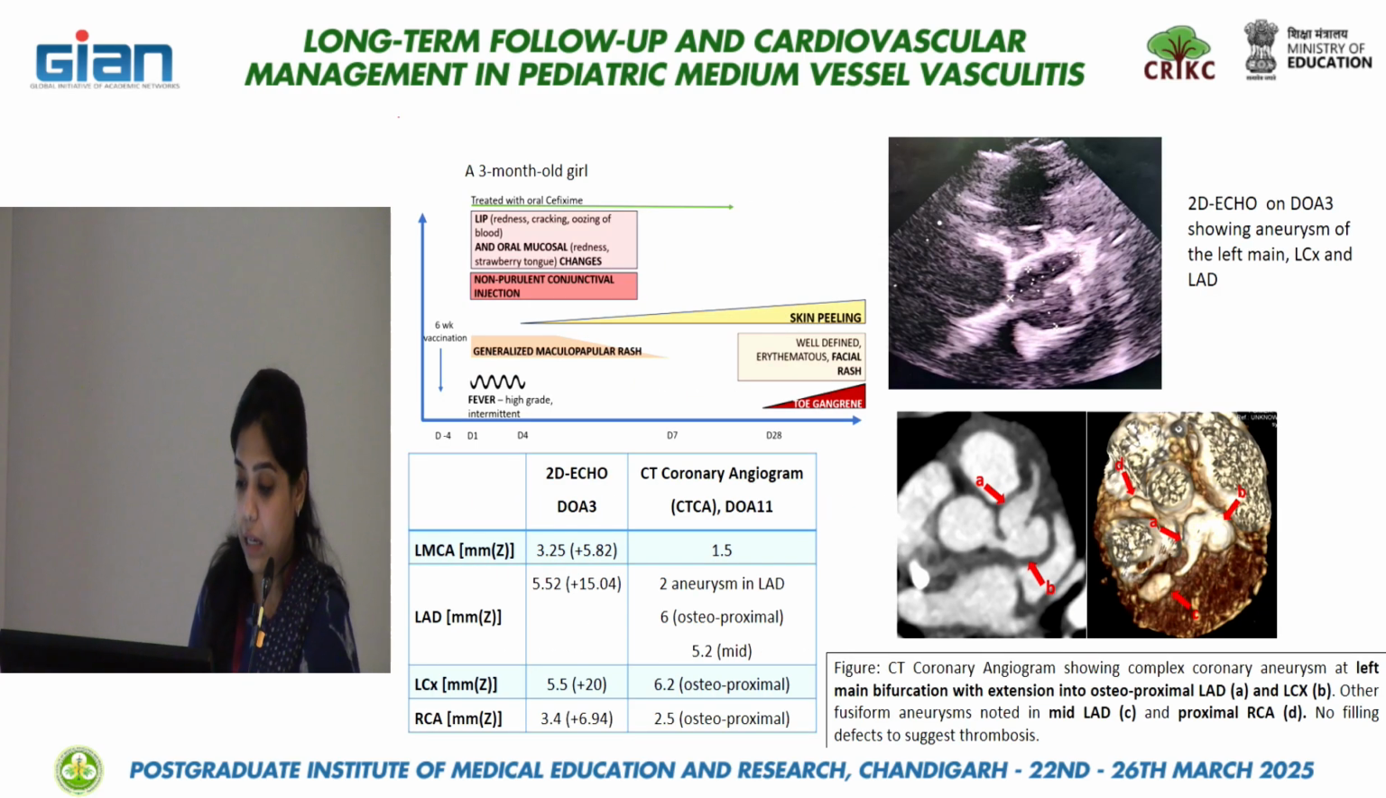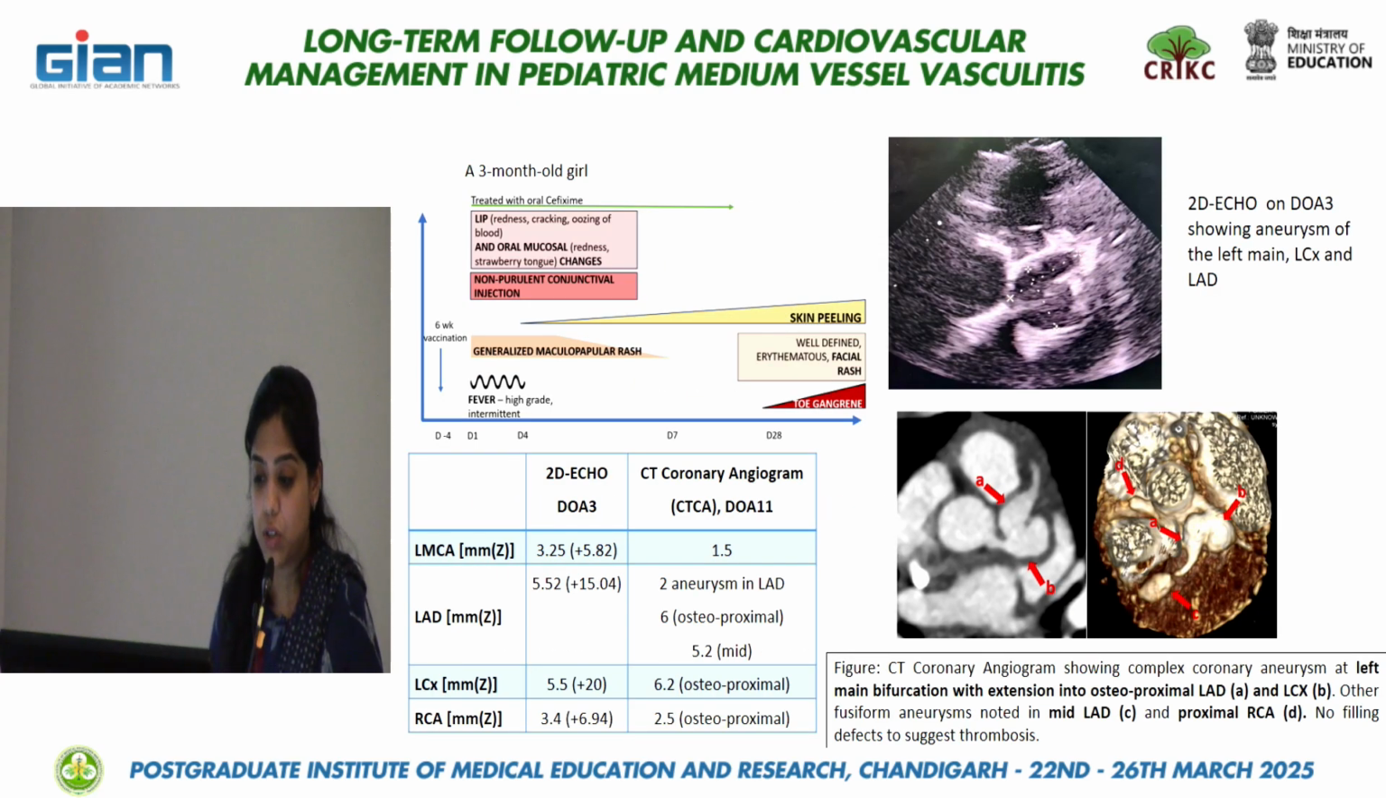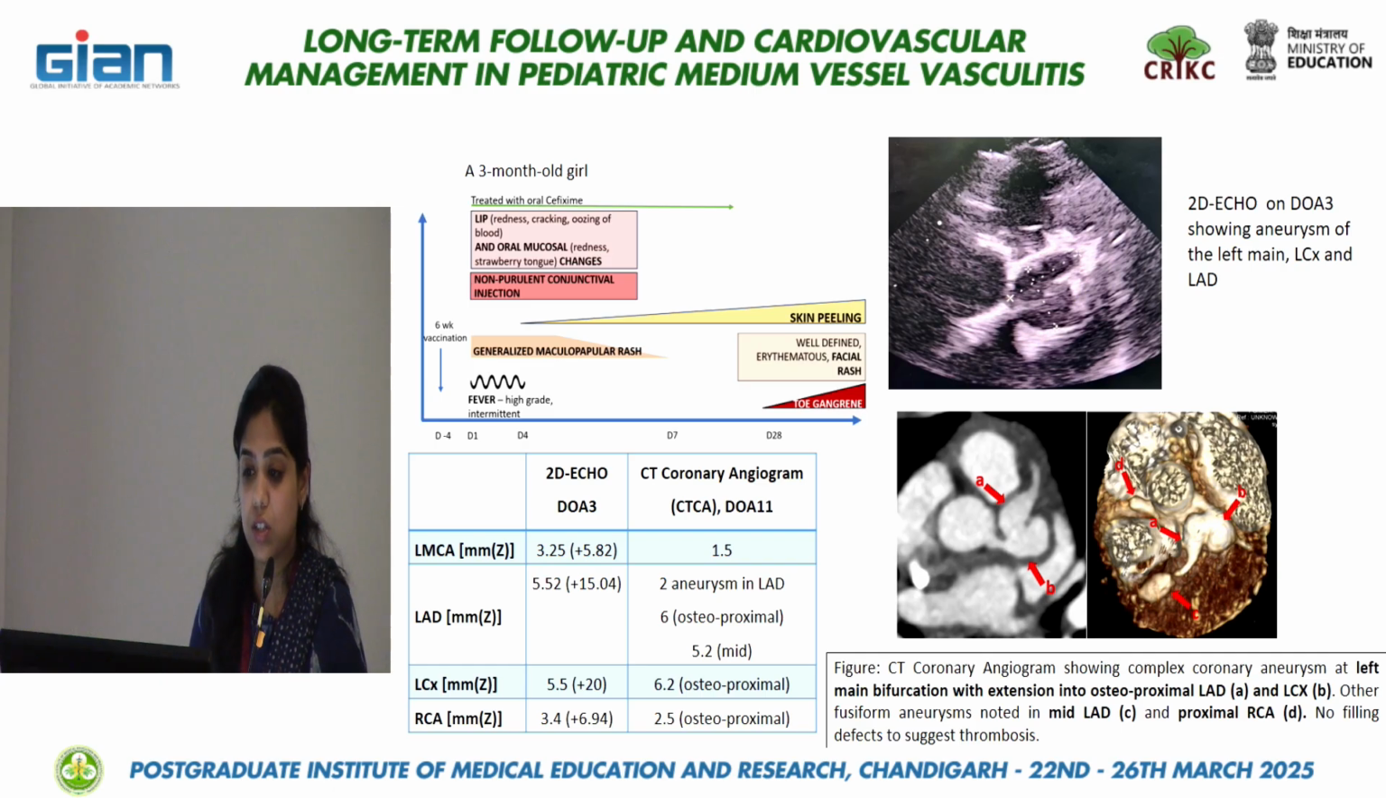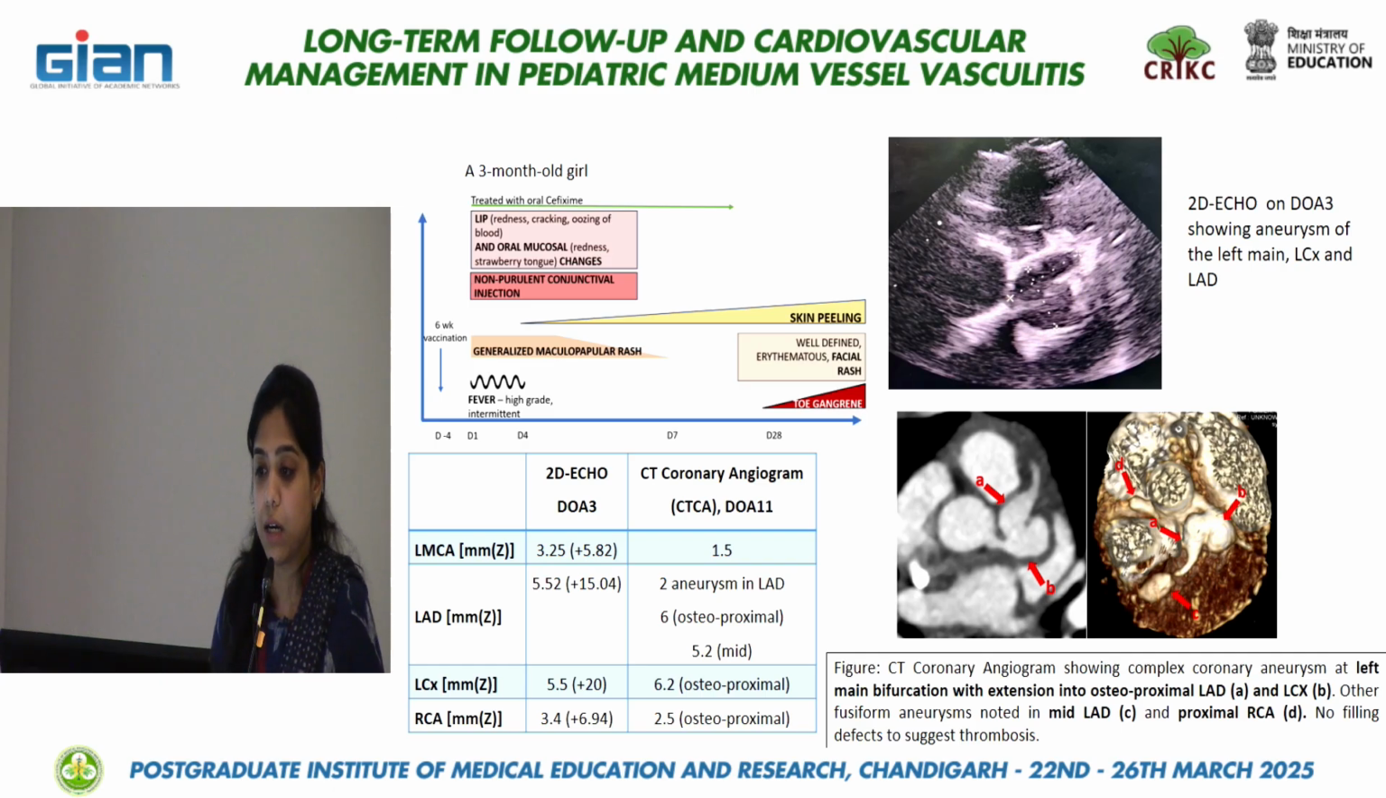This is a case that I managed in my last month of SRship, a few months ago. This is a 3-month-old who came after vaccination. She had fever for 5 days, rash, conjunctival injection, lip redness and oral mucosal changes, but in private practice the child was only treated with oral cefixime. Later the child came with gangrene, a well-defined rash and peeling. At admission, we noticed the child had giant coronary aneurysms involving LMCA, LAD, LCX and RCA.